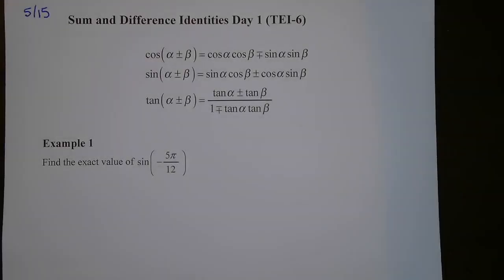Okay, today is May 15th, and we're going to do sum and difference identities, and it's going to be the first day of it, okay? So these are called sum and difference identities for cosine, sine, and tangent, okay?